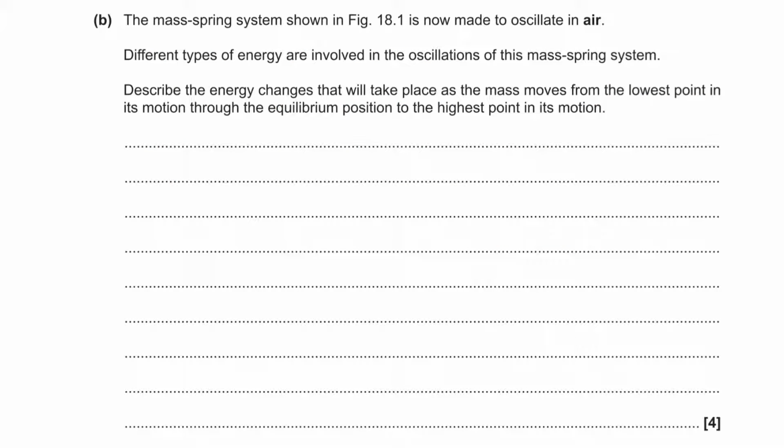B, the mass spring system now oscillates in air. Different types of energy are involved in the oscillation of the mass spring system. Describe the energy changes that will take place as the mass moves from the lowest point in its motion through the equilibrium position to the highest point in its motion.